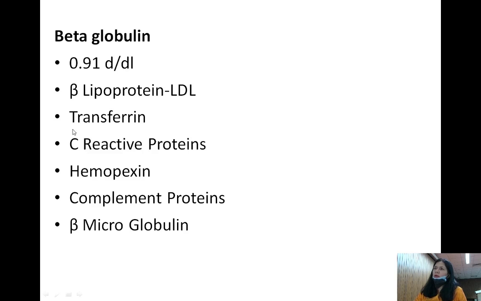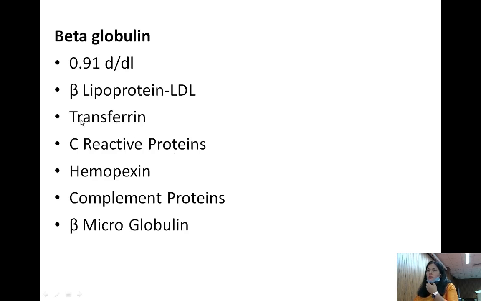Then what are the proteins which are present in the beta globulin? You have got the beta lipoprotein, which is nothing but LDL. Then remember this C-reactive protein. It is also present in the beta region. I will tell in detail regarding the C-reactive protein.